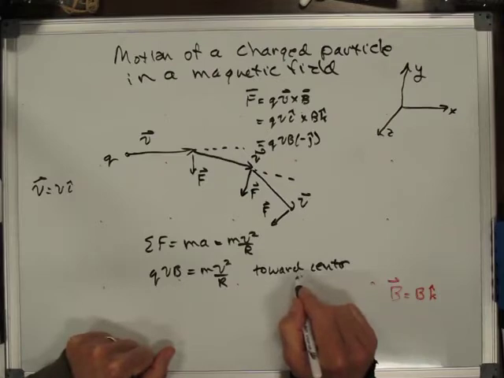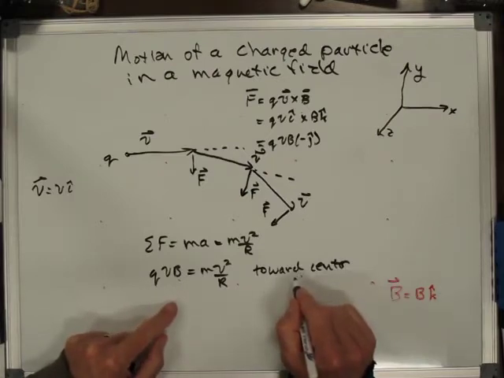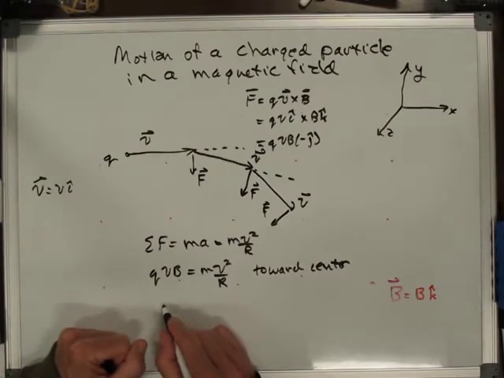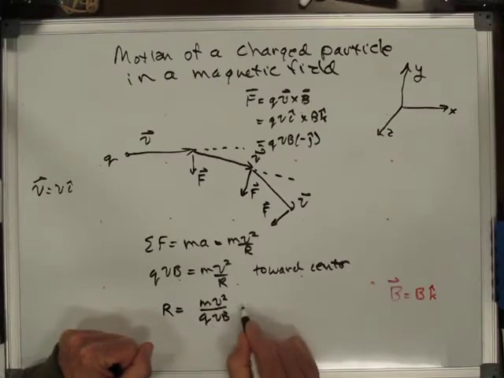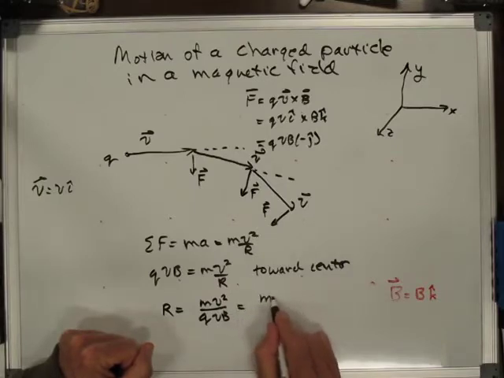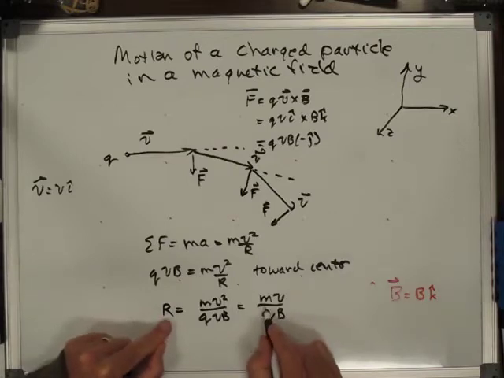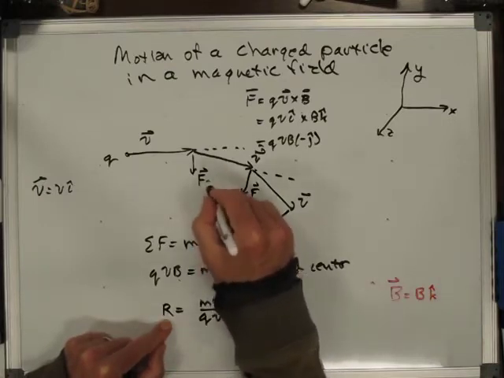Right, and so this is the equation. I can solve for r if I want to. I can say, look, the radius of the circle is equal to mv squared over qvB, and that's equal to mv over qB. So the radius gets bigger if my mass is larger or my velocity is larger. The radius gets smaller if my charge is bigger or my magnetic field is bigger. The magnetic field and the charge tend to tighten the circle up. They increase the force, right?